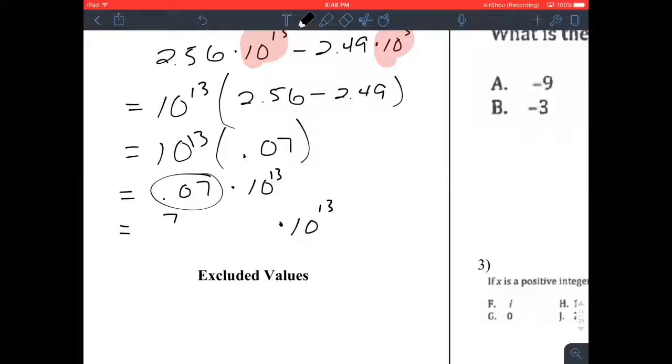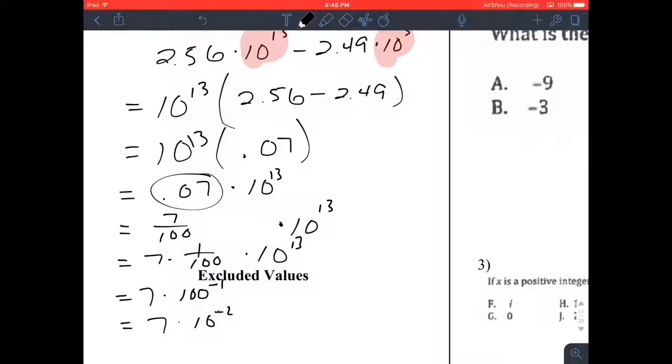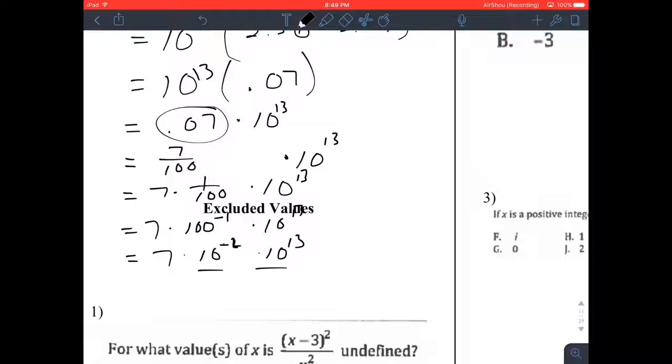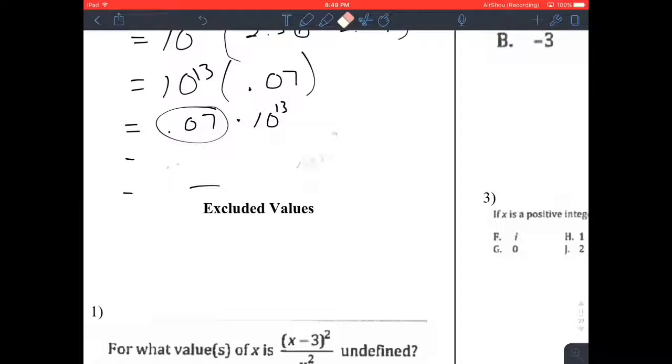0.07 means 7 hundredths, which means 7 times 1 over 100. 1 over 100 is the same thing as 10 to the negative 2. Maybe I went too deep into the rabbit hole there. Now at this point you're multiplying the same base, add the exponents, and you get 10 to the 11th. Alright, come and see me at my desk if that is just overload, and I will be happy to try to explain that better.